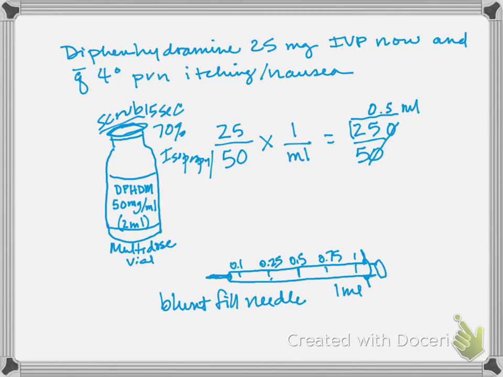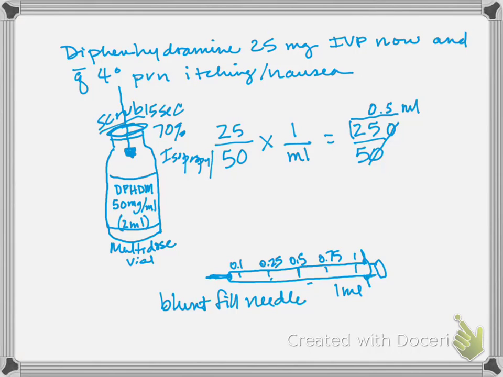Get your syringe ready. So you're going to put your needle straight in, and then you're going to inject your air. Then you're going to invert your vial, so you're going to turn that upside down. You injected your air while it was right side up. So when you invert it, make sure the tip of your needle, the bevel of that blunt needle, is in the actual liquid. And then go ahead and pull your dose back.